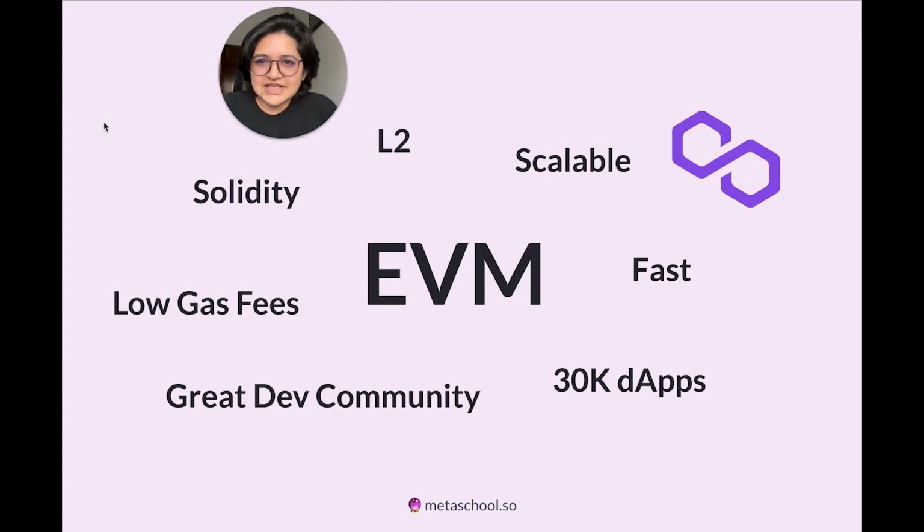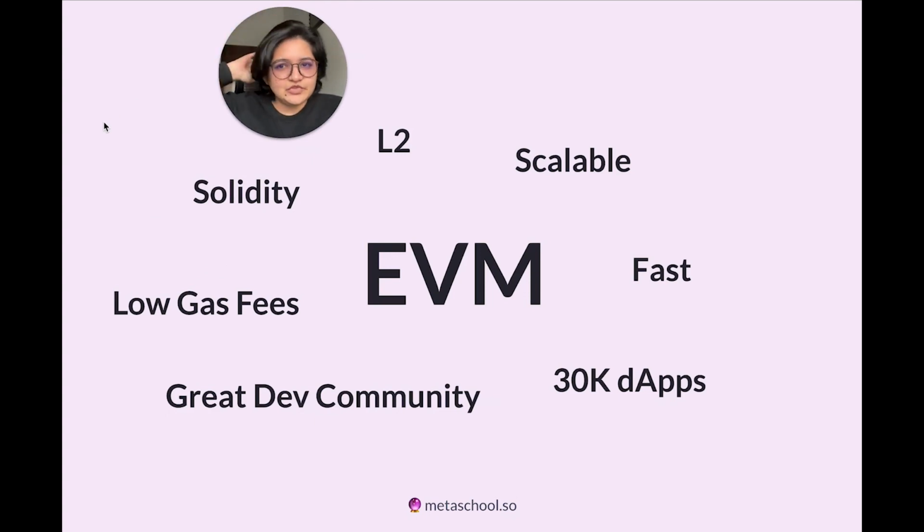So Polygon is an EVM blockchain, which means that Solidity, the programming language of smart contracts for the Ethereum ecosystem, is compatible with Polygon as well. Polygon is layer 2, which means that Polygon has built some improvements on top of the Ethereum blockchain and made it more scalable and faster, and that is why Polygon, an L2 blockchain, is compatible with Solidity.